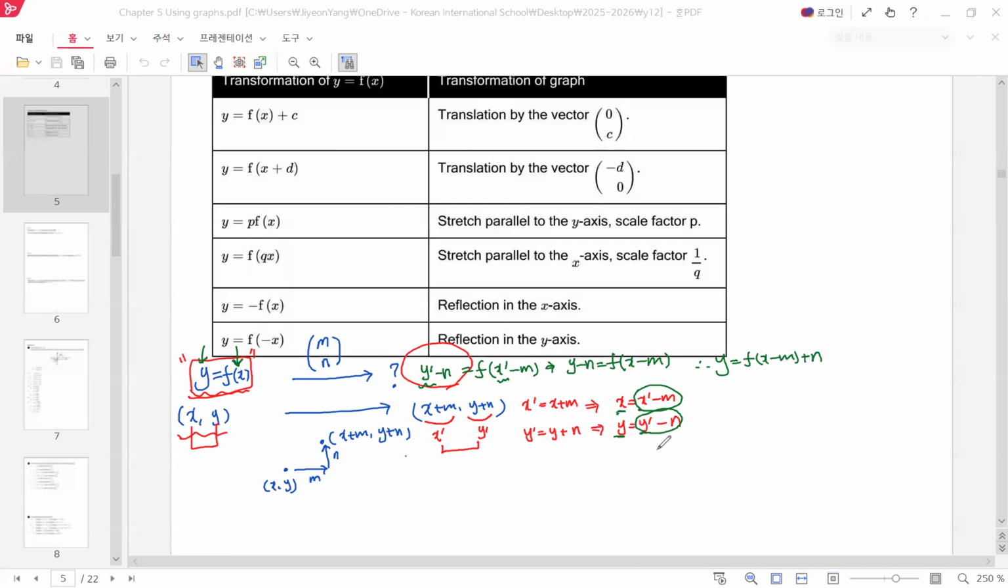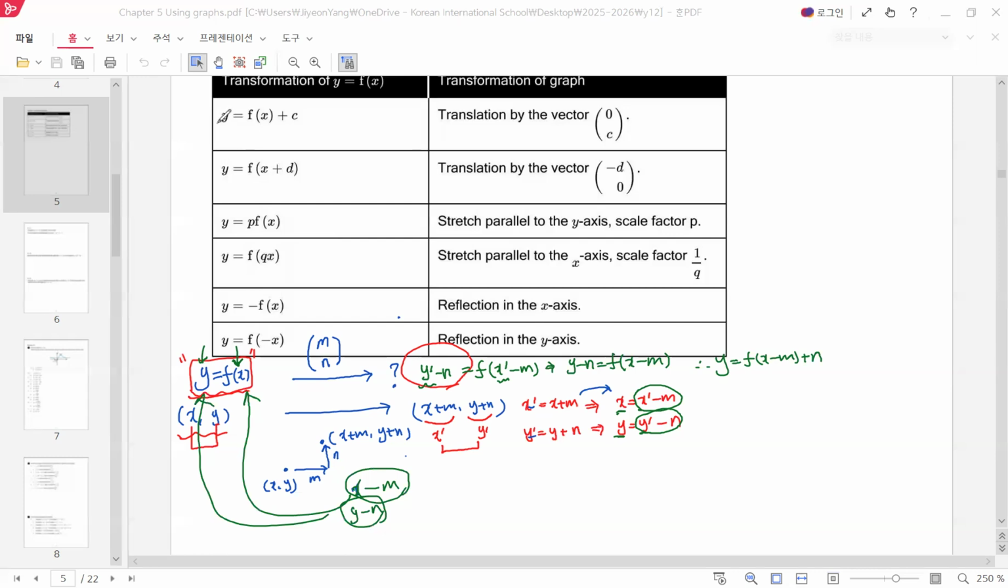Does it make more sense to you? But if you don't understand why we should eliminate the prime, why we need to convert x equals x prime minus m, y equals y prime minus n, then you can simply remember that you need to substitute x minus m for x, and y minus n for y, to find a new equation of translation.